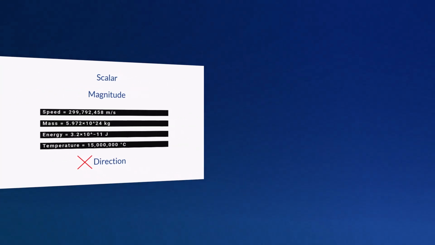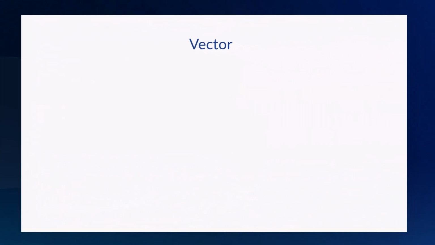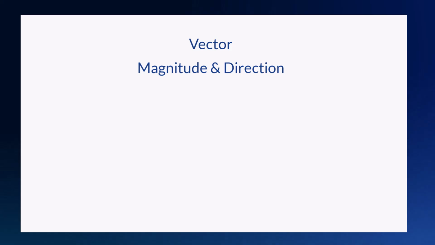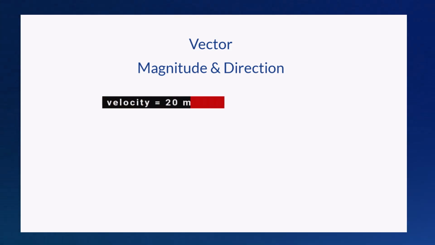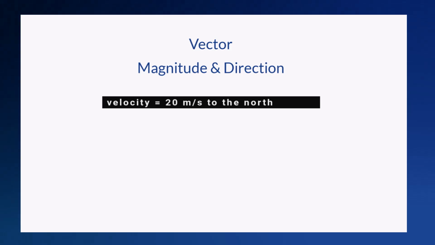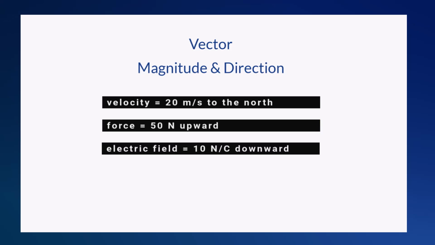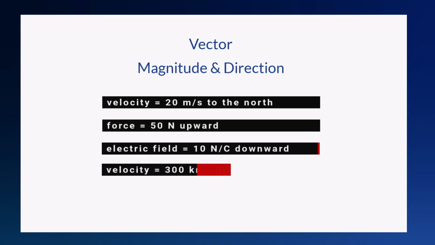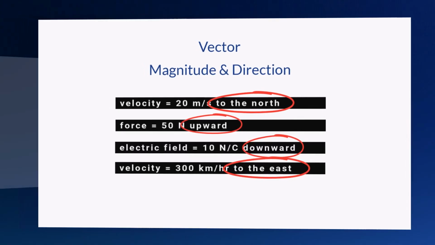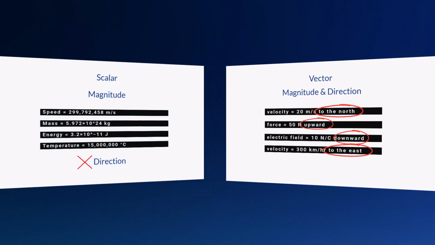Now, let's talk about vectors. Vectors have both magnitude and direction. For instance, a car moves at 20 meters per second north. A force of 50 newtons pushes an object upward. An electric field is 10 newtons per coulomb downward, or a plane flies at 300 kilometers per hour to the east. Here, the direction matters just as much as the size. So remember, scalars like speed, mass, and energy only give magnitude, while vectors like velocity, force, and electric fields give both magnitude and direction.